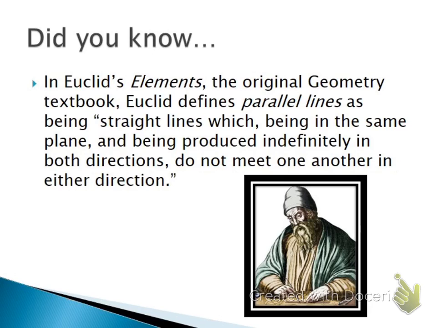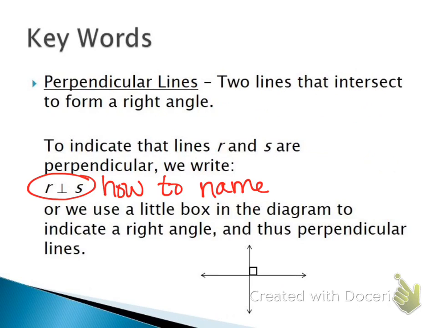In Euclid's Elements, the original geometry textbook from way back in the day, Euclid defines parallel lines as being straight lines which, being in the same plane and being produced indefinitely in both directions, do not meet one another in either direction. Which is just a really, really wordy way of saying 2 lines that do not intersect.